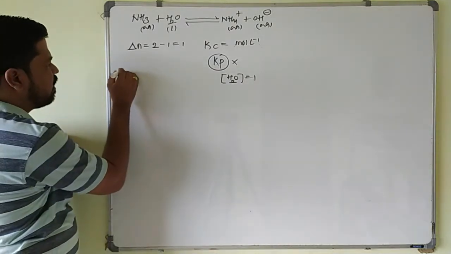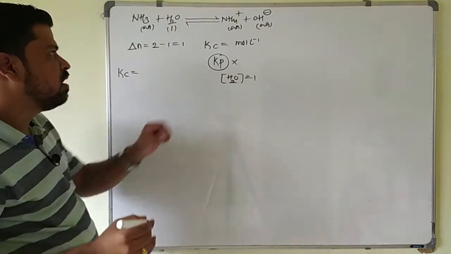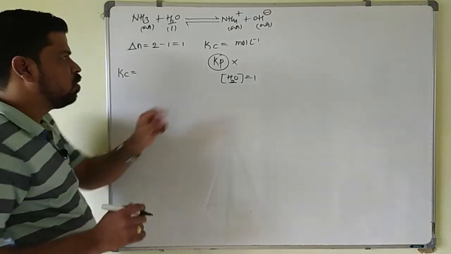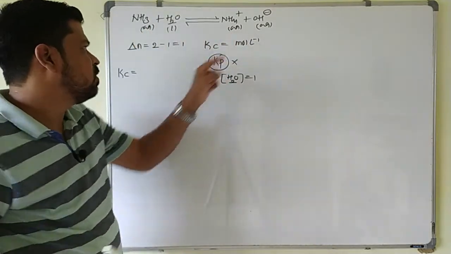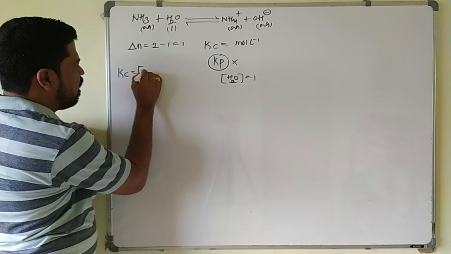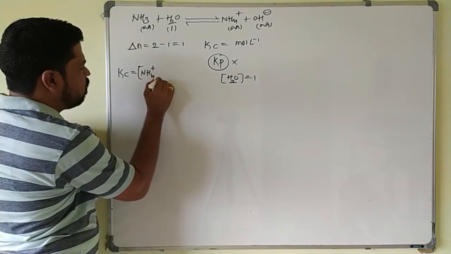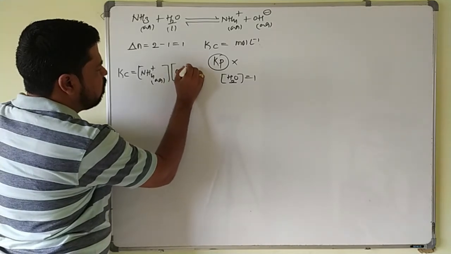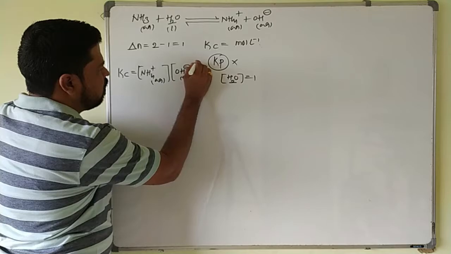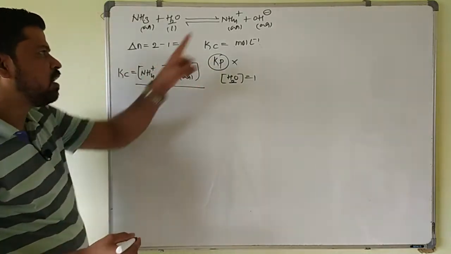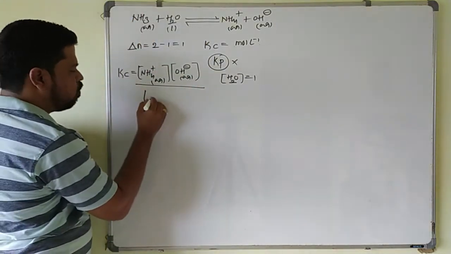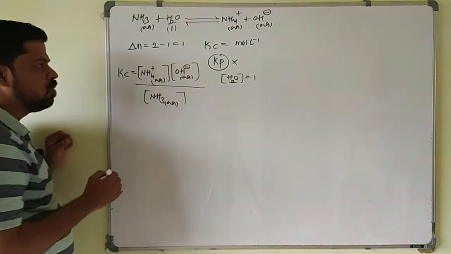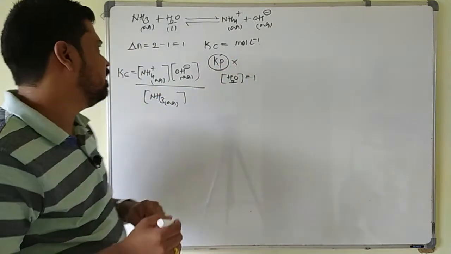So only the Kc expression can be written for this one. For the Kc expression, you just consider the number of moles present in the aqueous medium. Kc will be equal to product divided by reactant. So this is the molar concentration of NH4 plus in the aqueous medium into the molar concentration of OH minus ion in the aqueous medium, divided by the molar concentration of ammonia in the aqueous medium. So for this one, Kp cannot be written here.